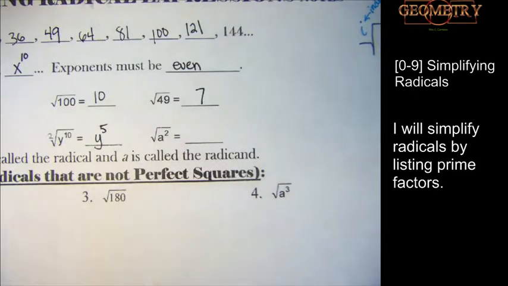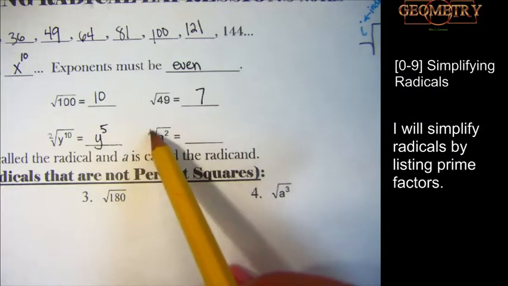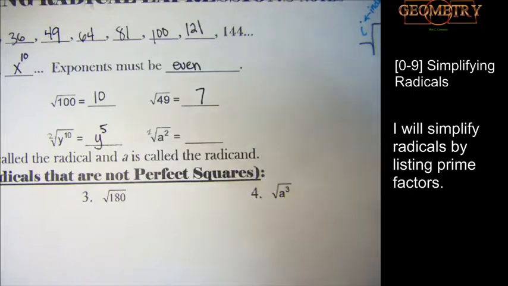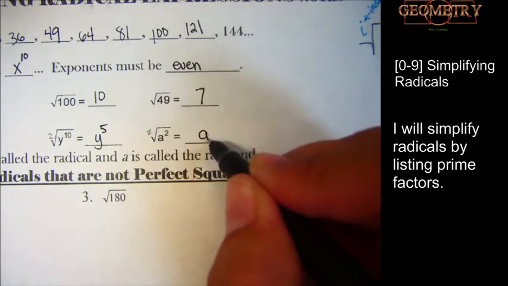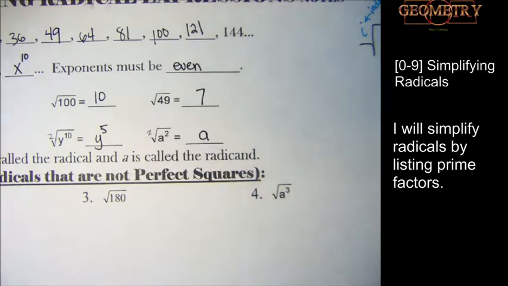What about the next one? A squared. The square root of a squared is? What's the index of this radical? 2. So I'm thinking 2 divided by 2. 2 divided by 2 is? 1. Do I need to write the 1 exponent? No, so I'm not going to. Save myself some ink.